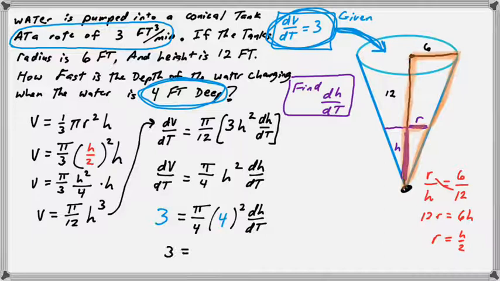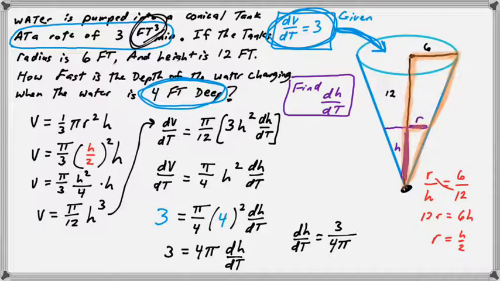So you get 3 equals, one of the 4's would cancel. I believe it would be 4 pi dH/dt. If you were to divide, what would dH/dt equal? 3 over 4 pi. If the volume is in cubic feet, the height would be measured in feet. Time is measured in this problem in minutes.